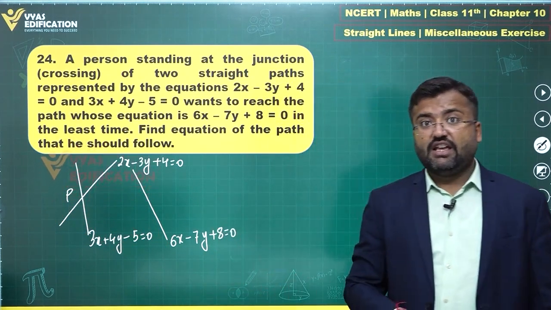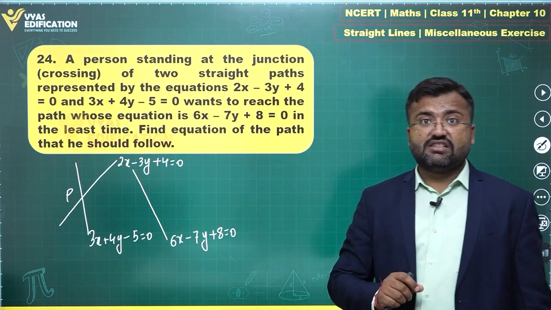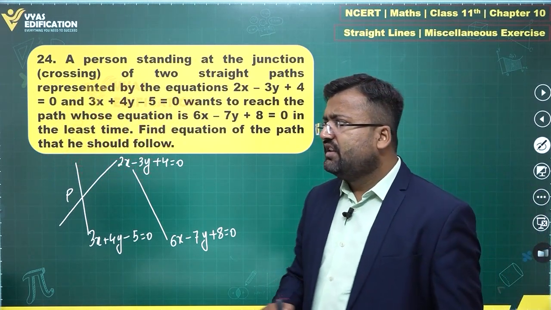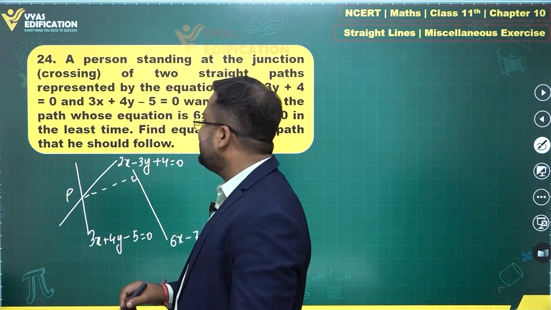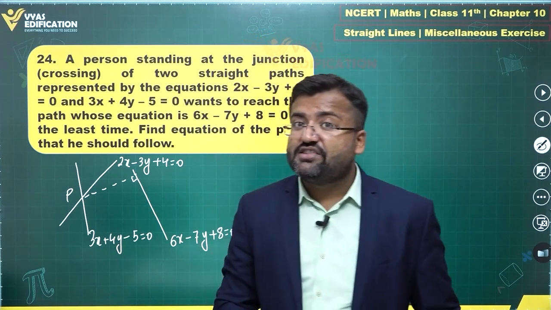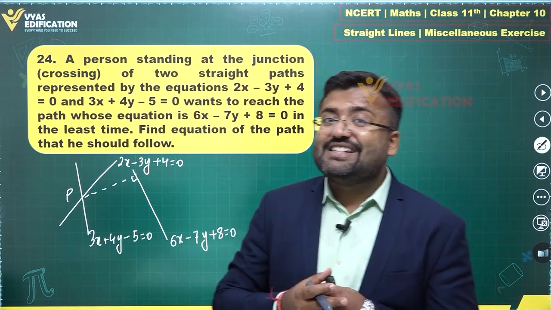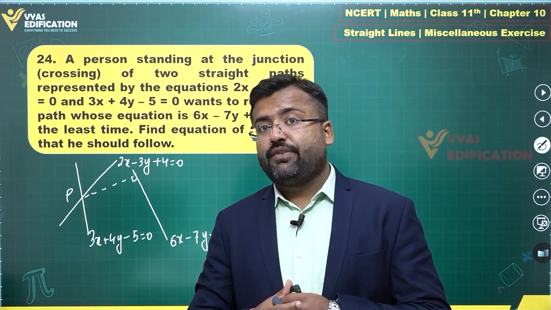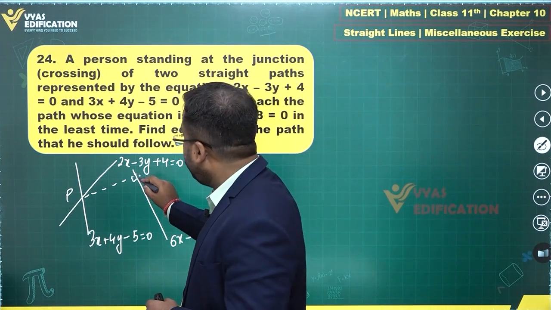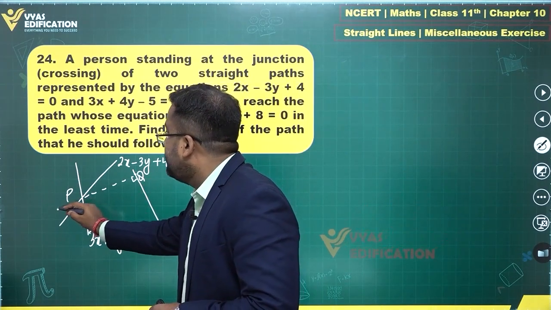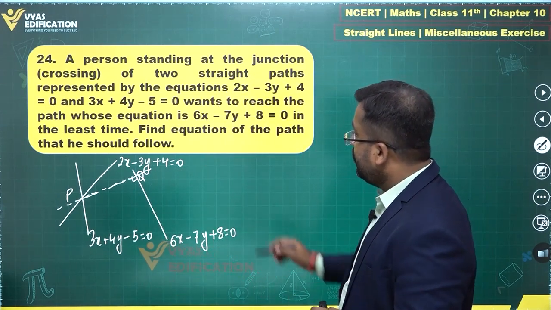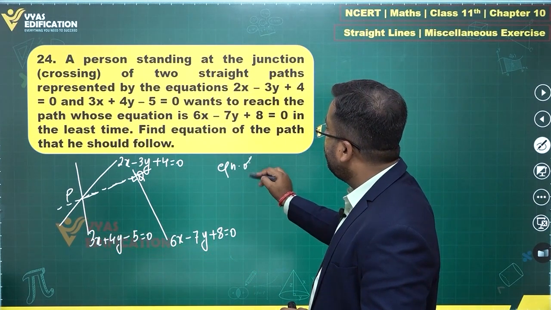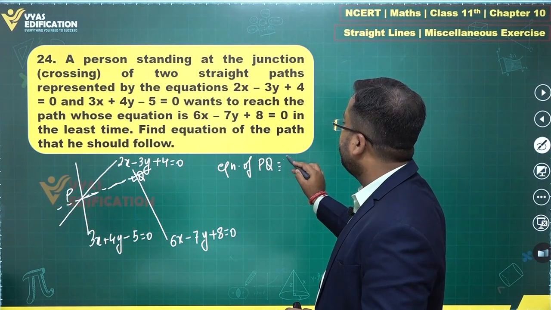Now, if he has to cover the distance in the least time, the distance should be smaller, right? The smallest possible distance is the perpendicular distance. But we are actually interested in the equation of this line PQ. So, the target is to find the equation of PQ.